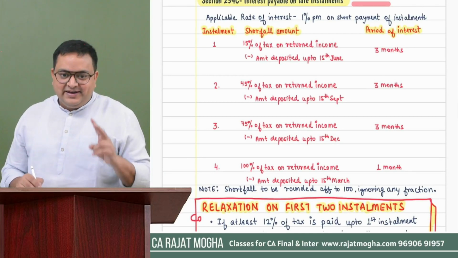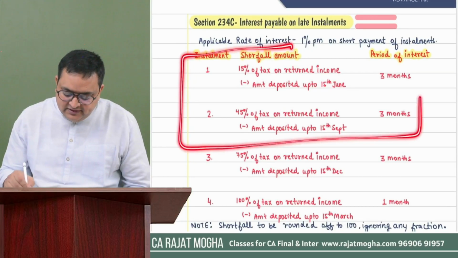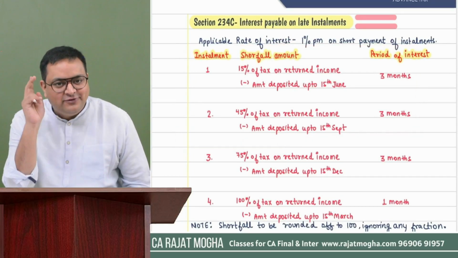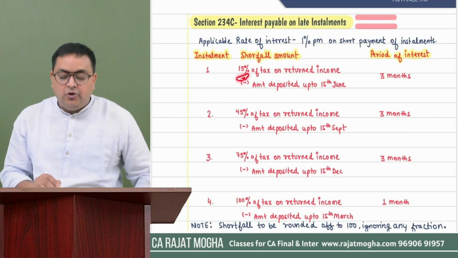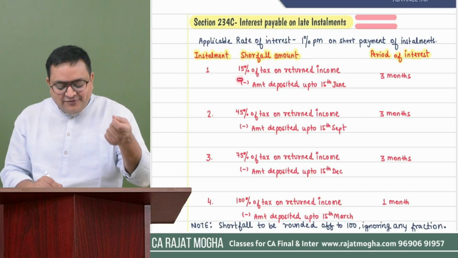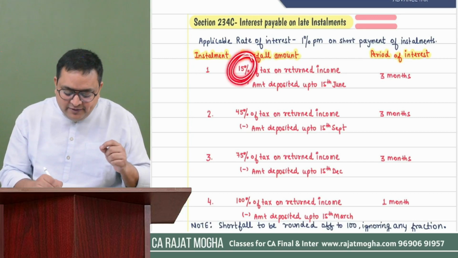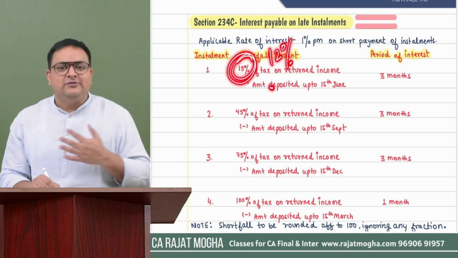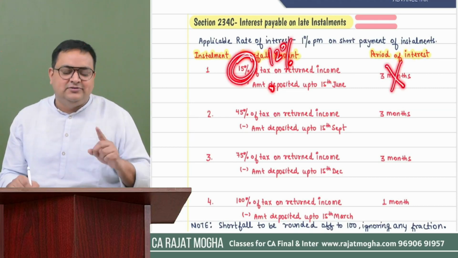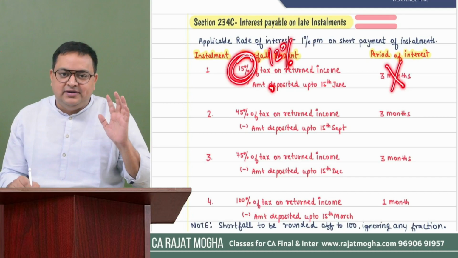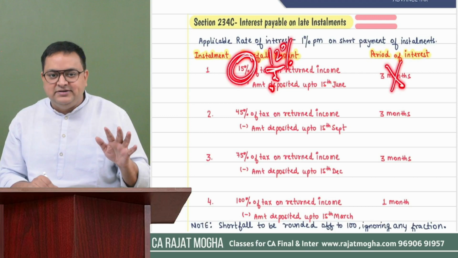Second thing, which is very important: 234C is giving some relaxation in these first two installments. What type of relaxation? 234C says, although you were supposed to deposit 15% of the tax, even if you have deposited 12%, then it is fine with us. We are not going to charge interest on the first installment, even if you have deposited 12%. But if you have not deposited 12%, then whatever is the short amount, we're going to charge interest on that.